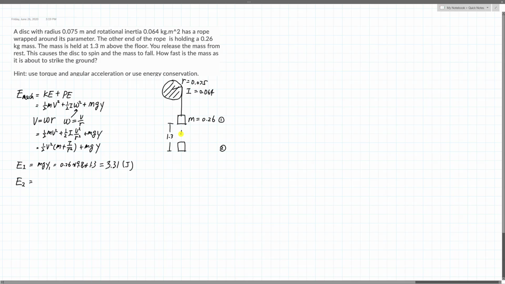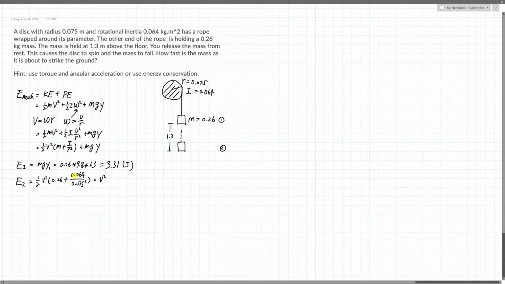So no more potential energy, just kinetic energy. So 1/2 v squared, we can put in the mass of 0.26 kilograms and the rotational inertia of 0.064. This is actually a pretty large rotational inertia. It requires quite a few kilograms of mass with an extent of almost 10 centimeters of radius. So it's a pretty heavy object. And then we divide by 0.075 squared. So this is v squared.